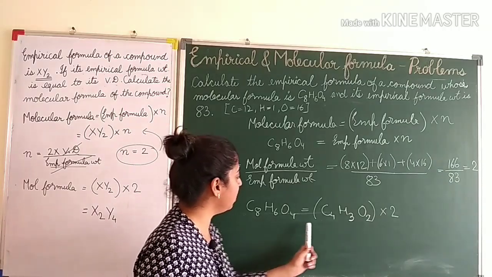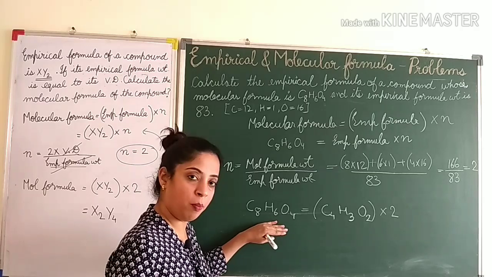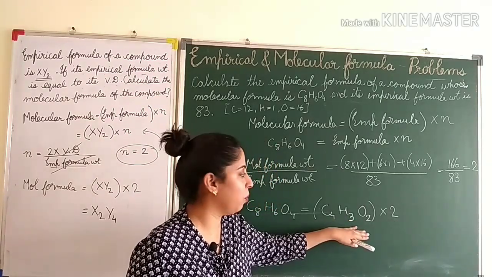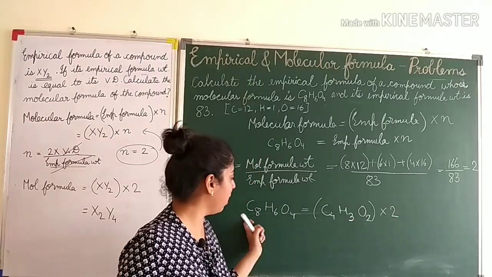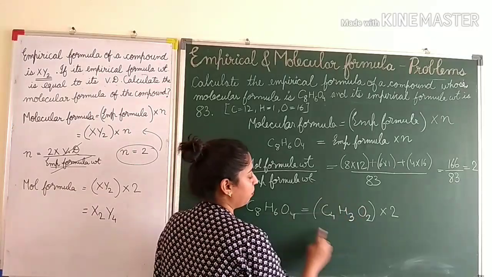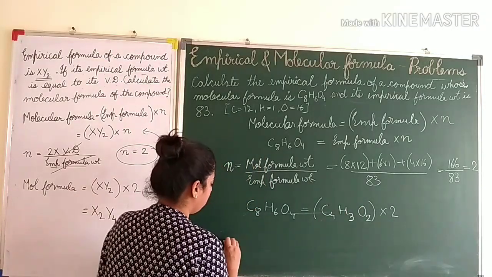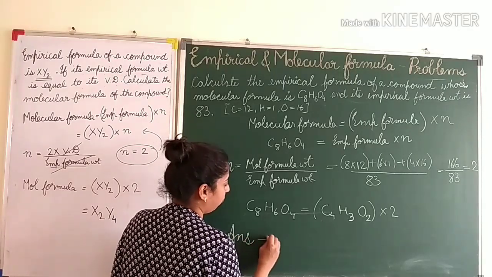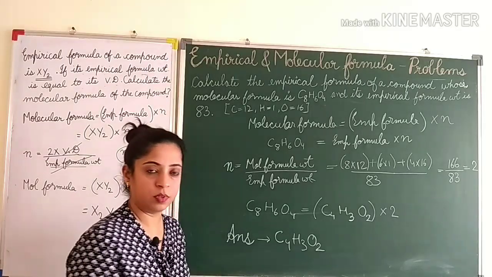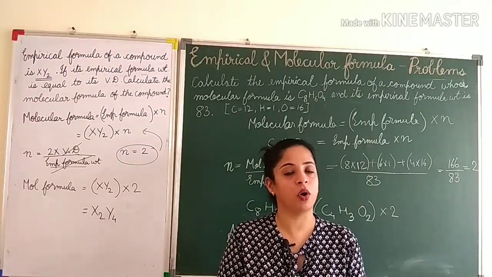See, molecular formula is empirical formula into 2. You can multiply by 2 and see. So if the molecular formula and your N is given, you can find the empirical formula by dividing by N. And if the molecular formula is asked, you multiply the empirical formula by N. Correct? I hope this is very clear to you. So the answer, that is the empirical formula, is C4H3O2.